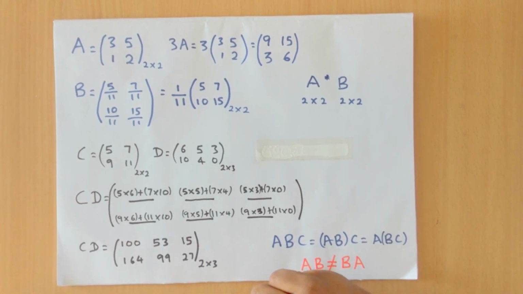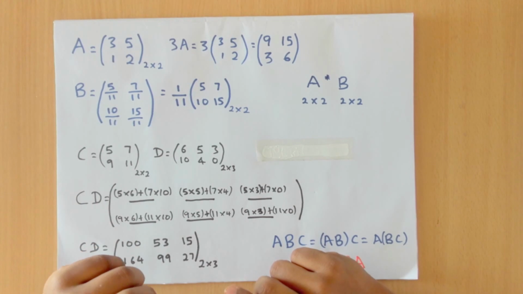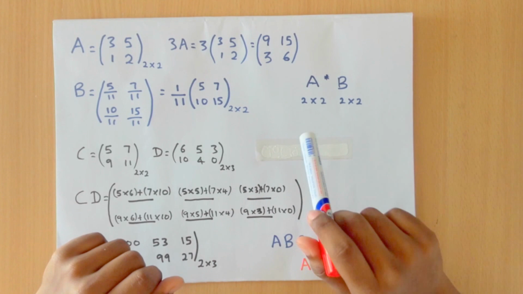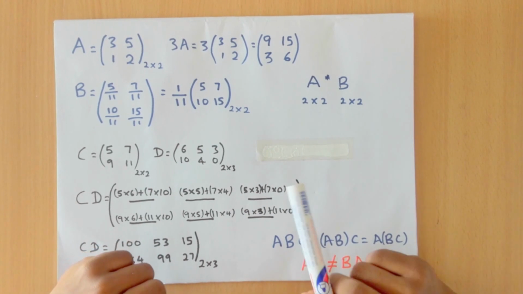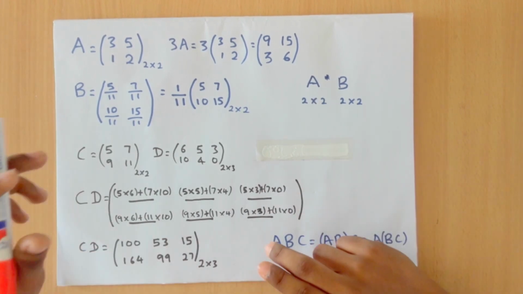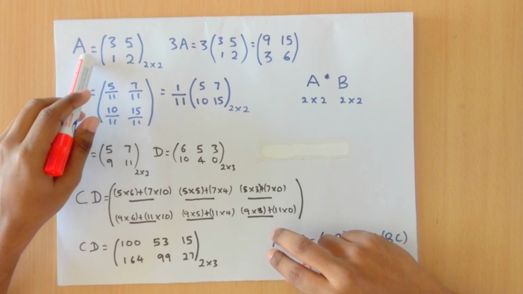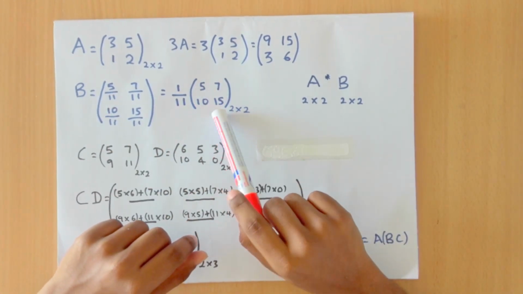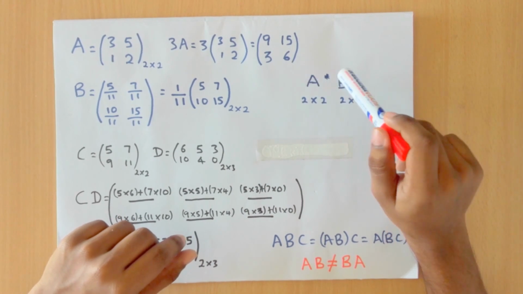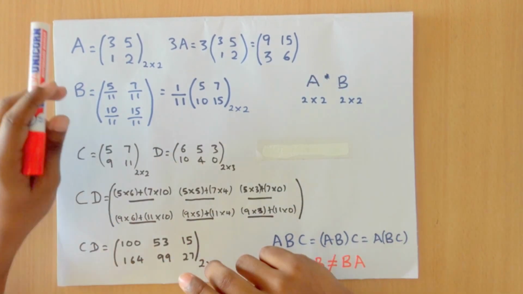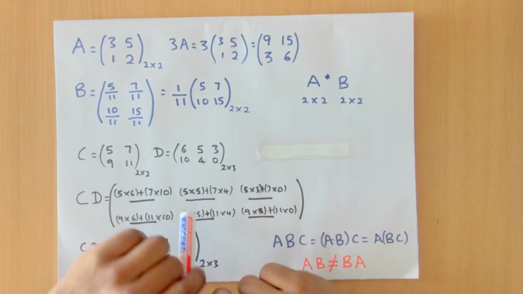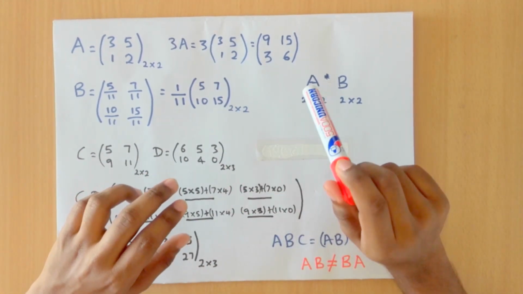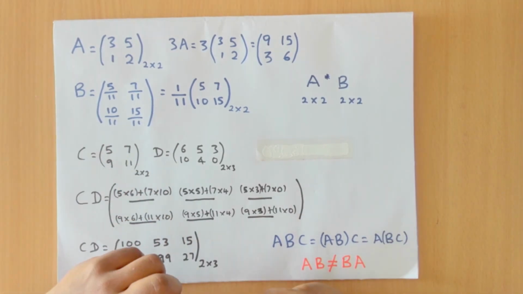So now let's move on to the multiplication of a 2 by 2 matrix. Before multiplying two matrices, we must consider the order of the two matrices. The number of columns of the first matrix should be equal to the number of rows of the second matrix. For example, if we take A and B, the number of columns of A is equal to the number of rows of B. So this means that these two matrices can be multiplied.